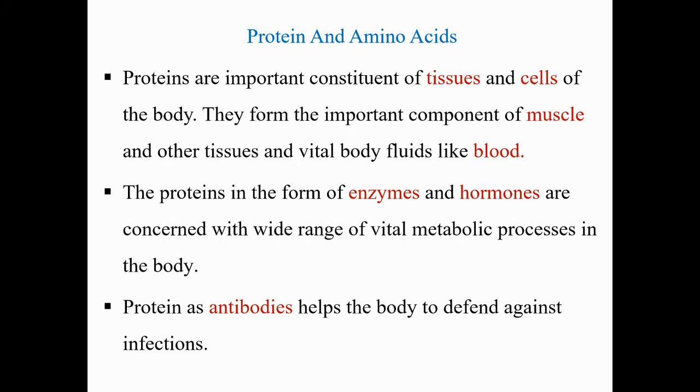They form the important components of muscle and other tissues, and vital body fluids like blood. Blood has hemoglobin, so these proteins have a vital role. Proteins in the form of enzymes and hormones are concerned with a wide range of important metabolic processes in the body. Proteins also act as antibodies, which help the body to defend against infections; these are nothing but immunoglobulins.